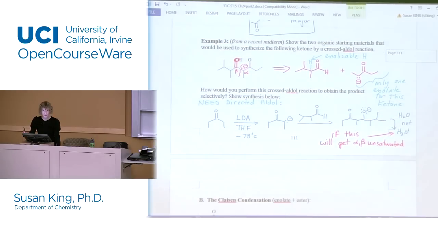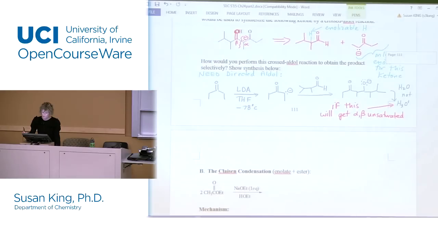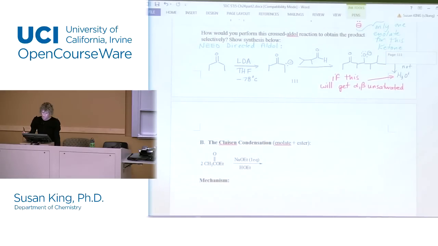No questions? We're going to start Claisen now. So a bunch of name reactions in this chapter. So Claisen condensation, enolate plus an ester. And the classic Claisen is when you take two esters and they condense with each other. So notice the two here. It's just going to be a self-condensation. Let's draw the product and then let's go through the mechanism.